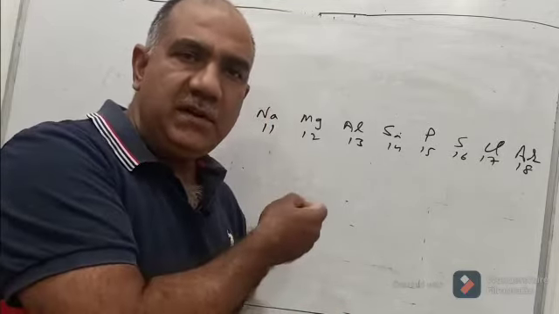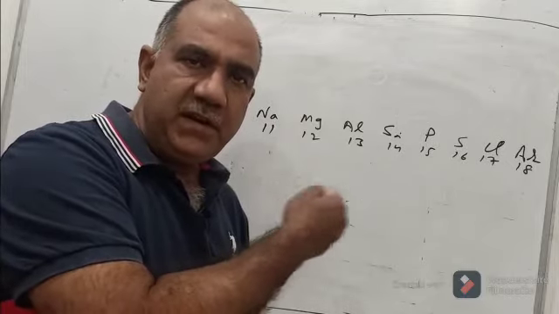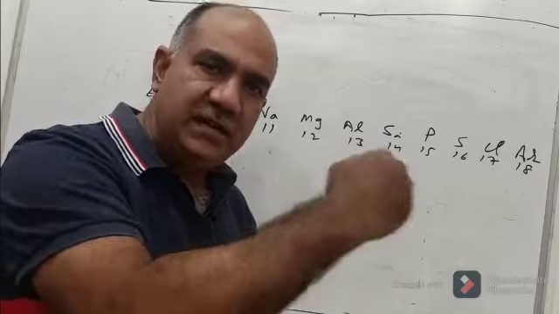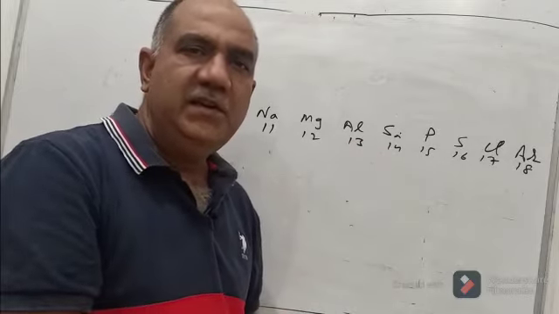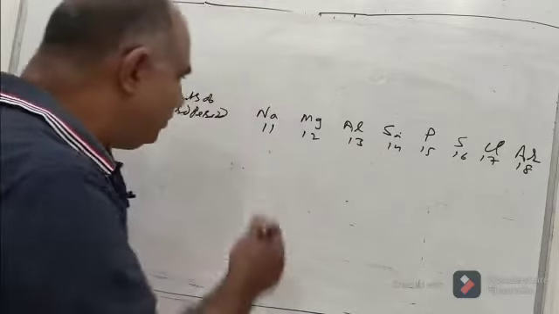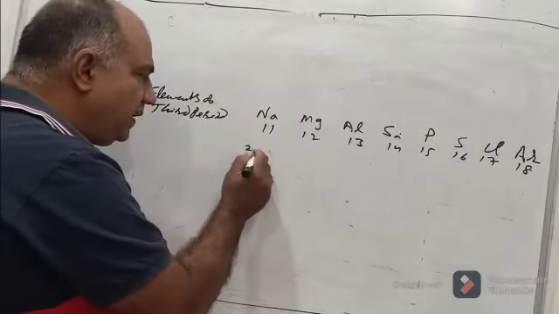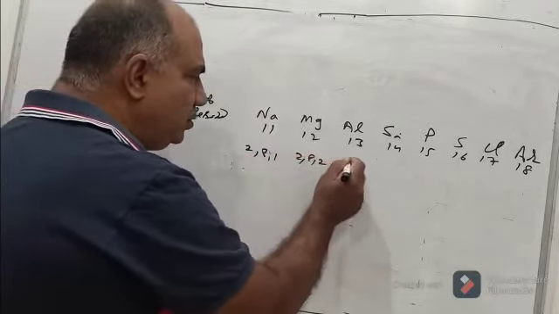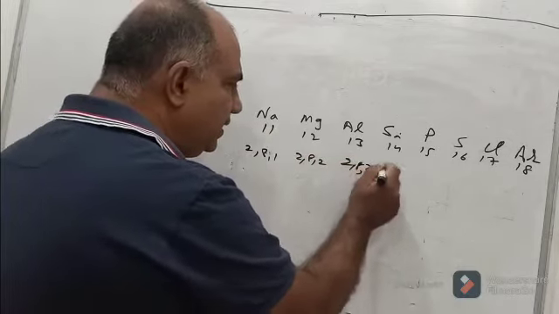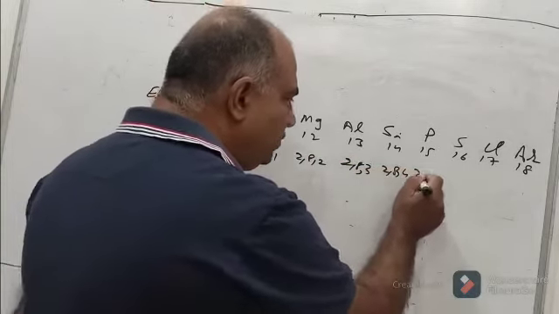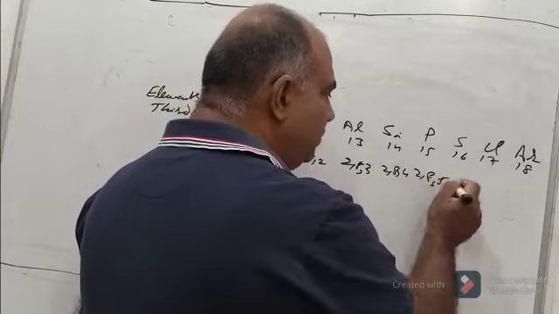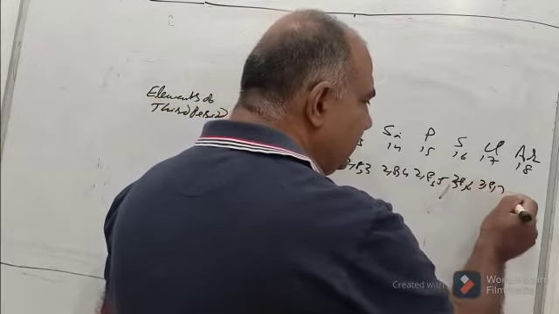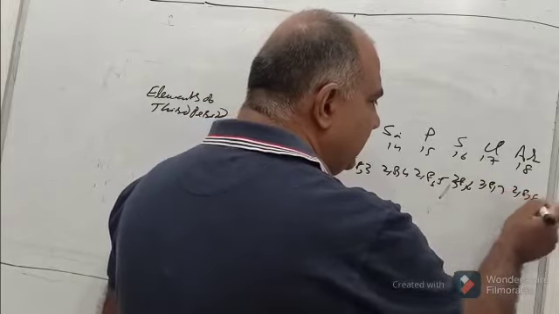So why the atomic number is changing from left to right when we move across a period? The reason is we have arranged elements like this in the periodic table. Now if you see electronic configuration: 2, 8 and 1, 2, 8 and 2, 2, 8 and 3, 2, 8 and 4, 2, 8 and 5, 2, 8 and 6, 2, 8 and 7, and 2, 8 and 8.